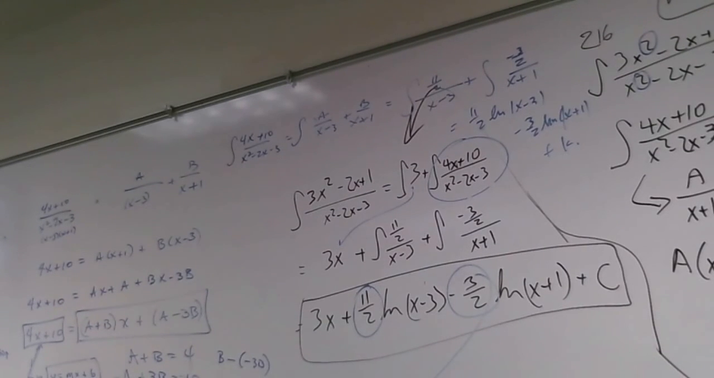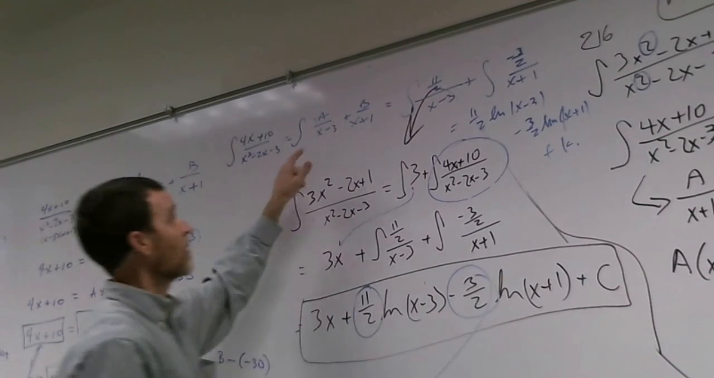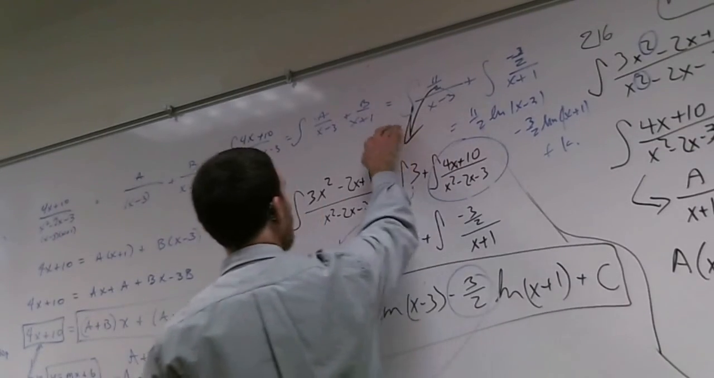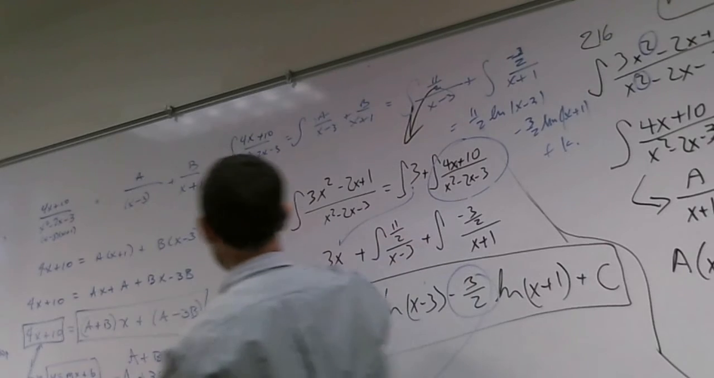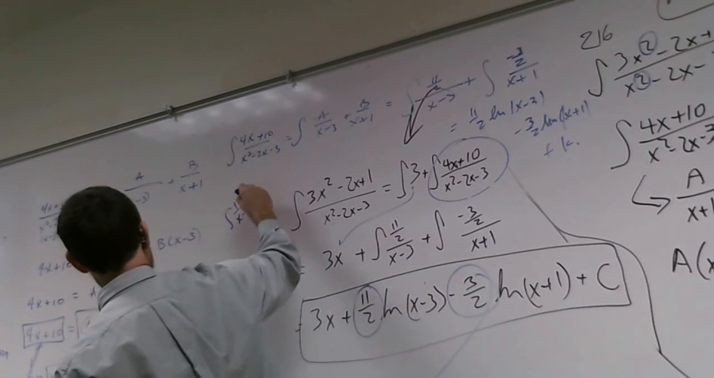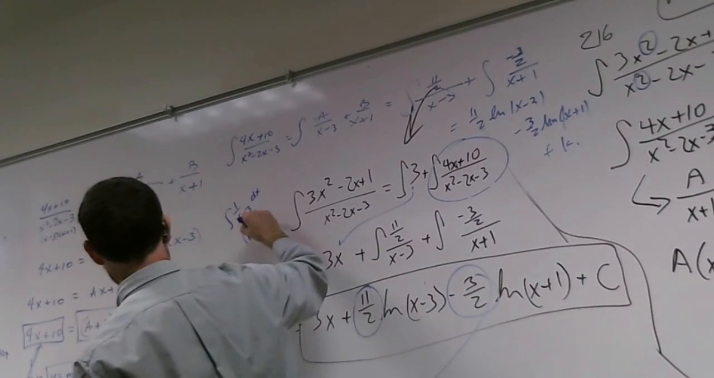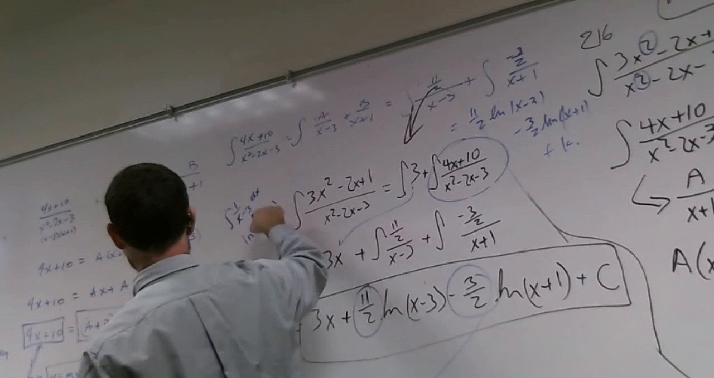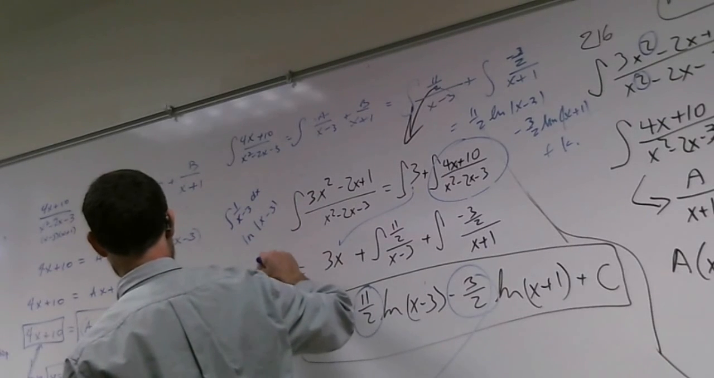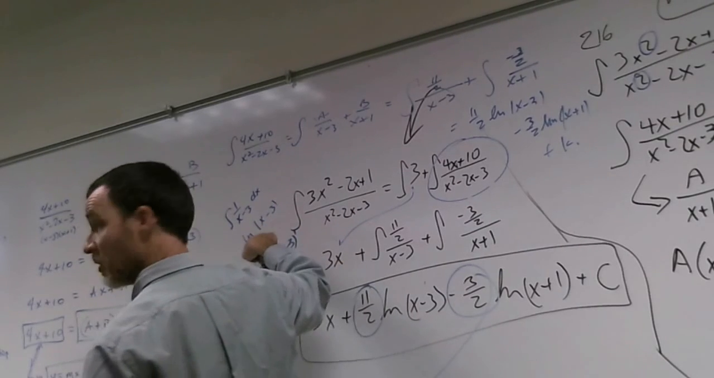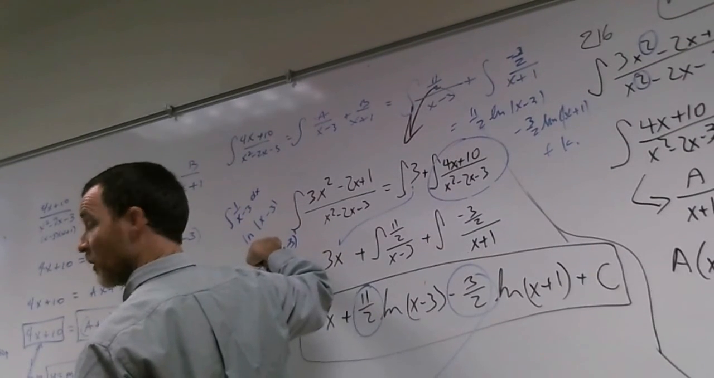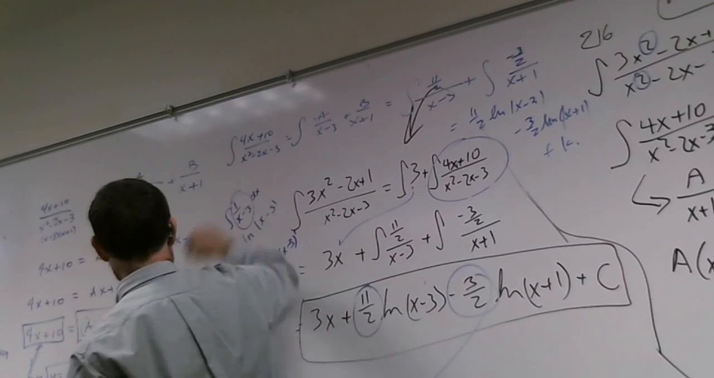Can you show what you did right there once you plug in A and B? Once I plugged in A and B, I have two separate integrals. You can pull the 11.5 out front, and then you've just got the integral of 1 over x minus 3 dx. That's just natural log of x minus 3, because the derivative of this is 1 over x minus 3 times the derivative of x minus 3, but the derivative of x minus 3 is 1. So it's just a memorize. That's an easy rational function.